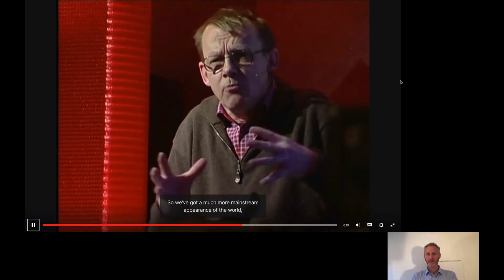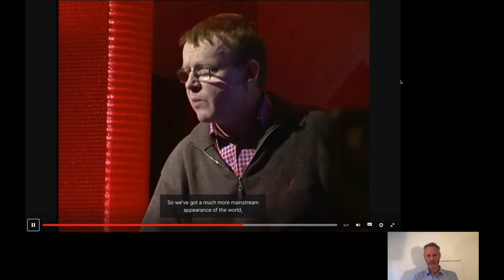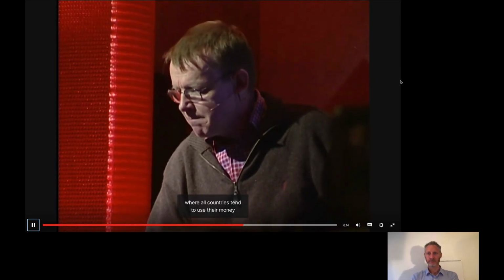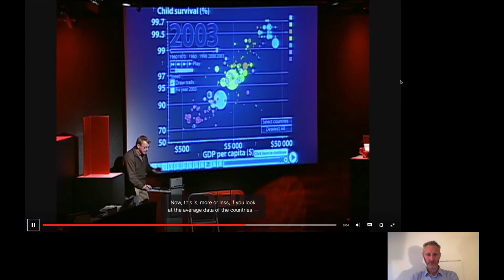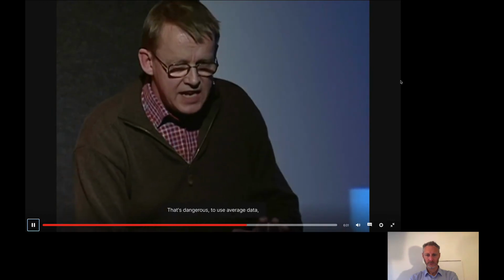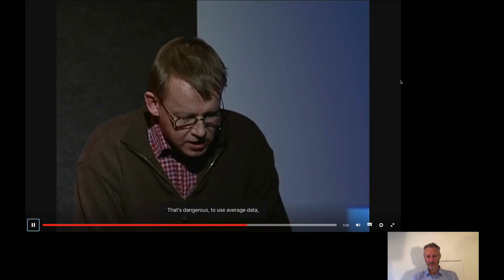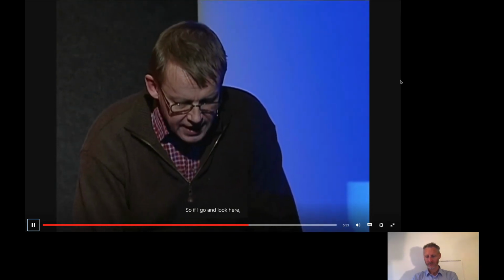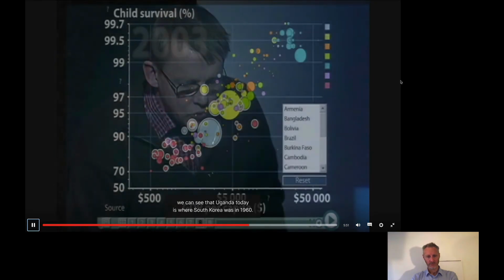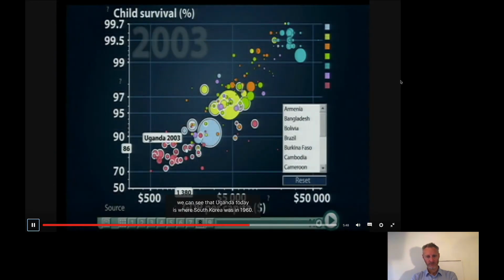So we got a much more mainstream appearance of the world, where all countries tend to use their money better than they used in the past. Now, this is more or less if you look at average data of the countries. They are like this. Now, that's dangerous, to use average data, because there's such a lot of difference within countries. So if I go and look here, we can see that Uganda today is where South Korea was in 1960. If I split Uganda, there's quite a difference within Uganda.